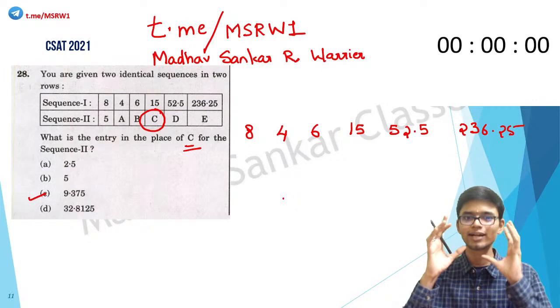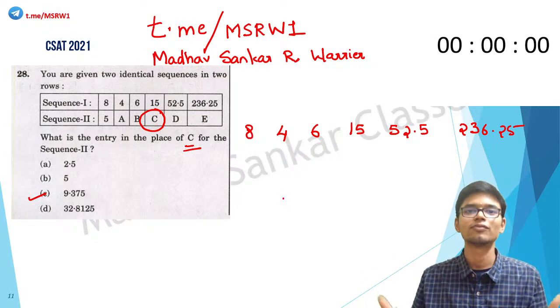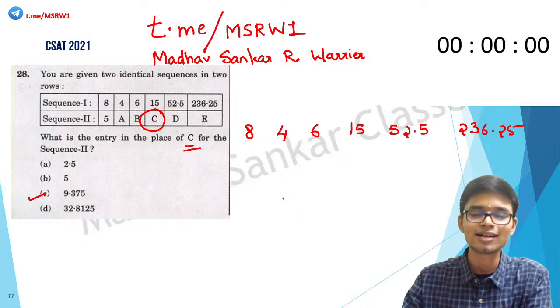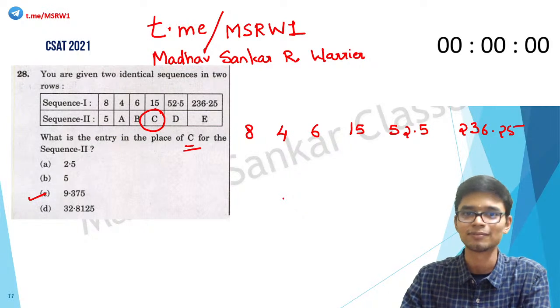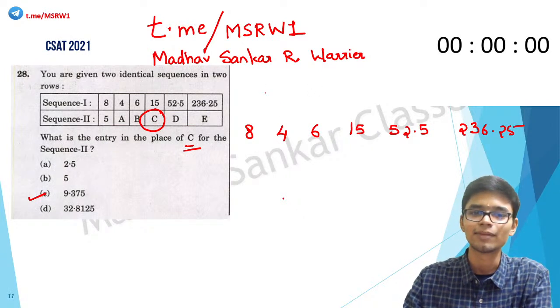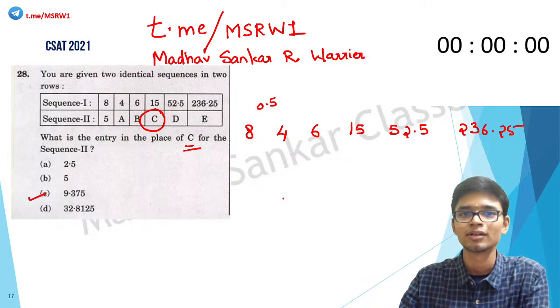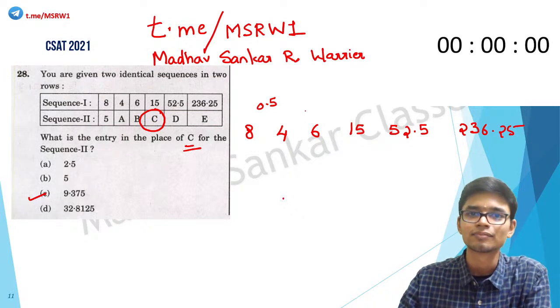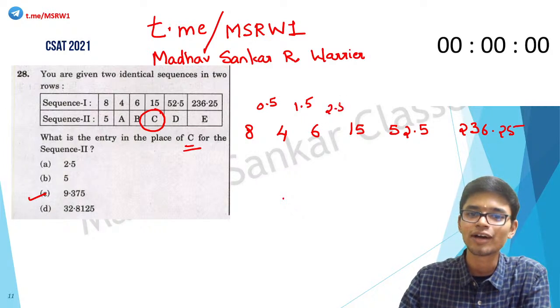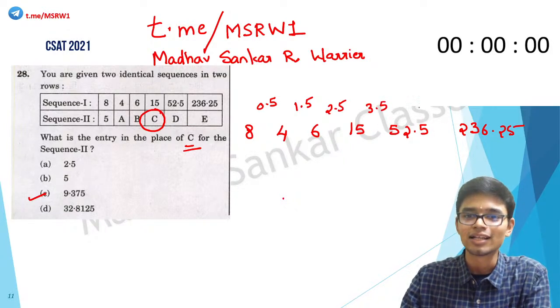If you look at it without any kind of preparation or practice, this might look a bit difficult. But to somebody who practices these kinds of sequences a lot, this is very, very simple. How do we get 4 from 8? Multiply by half, right? 0.5. 8 into 0.5 is 4. Now, how do we get 6 from 4? 4 into 1.5 is 6. Similarly, 6 into 2.5 is 15. 15 into 3.5 is 52.5. Into 4.5 is 236.25.